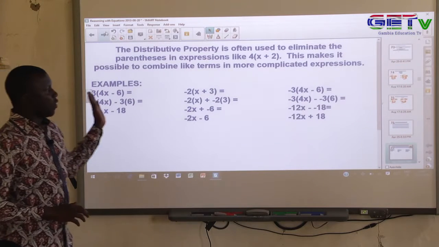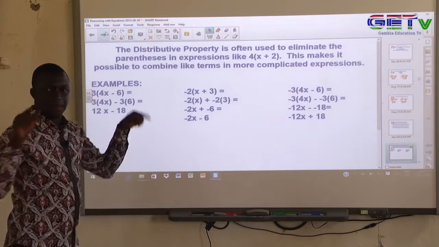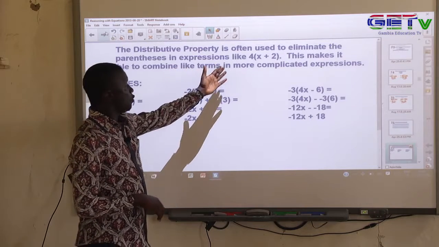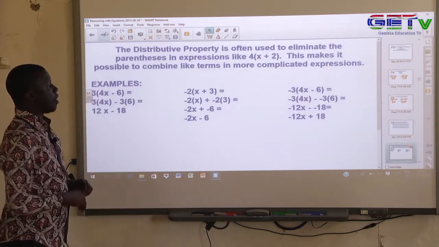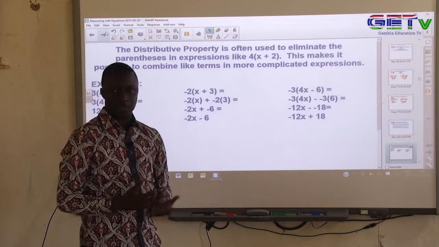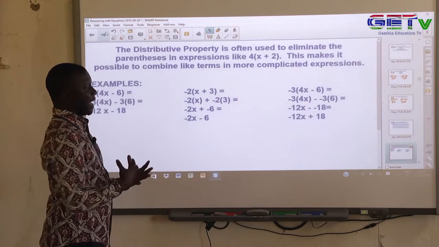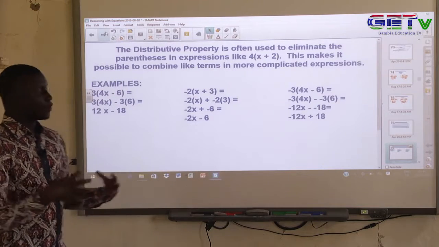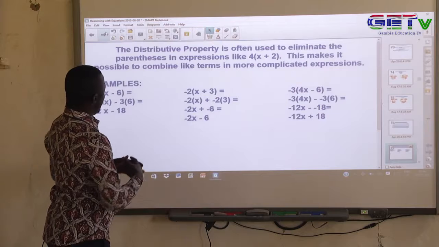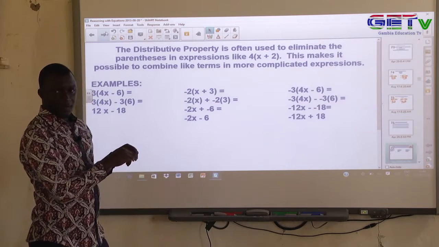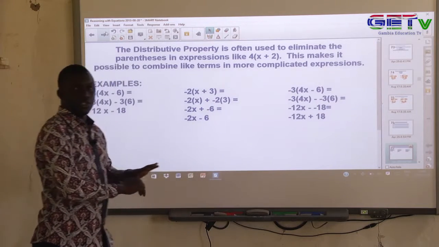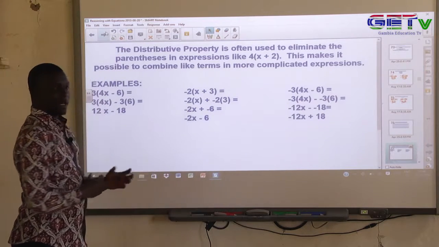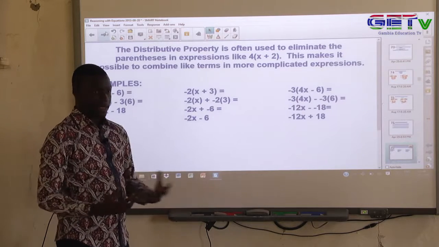The distributive property is often used to eliminate the parentheses, that is the bracket, in expressions like this, that is 4 into x plus 2. We did this before. This makes it possible to combine like terms in more complicated expressions. Combining like terms means putting together terms that have the same variables. With the parentheses, it will make your work difficult, but after clearing your bracket using the distributive property, it makes your work easier in combining or collecting the like terms.